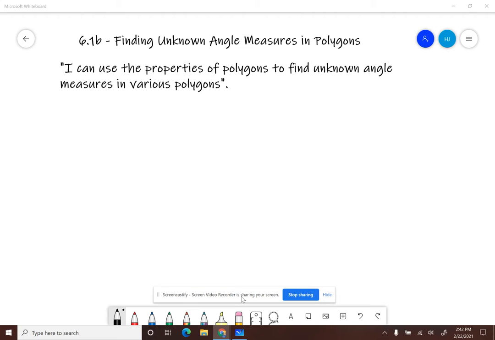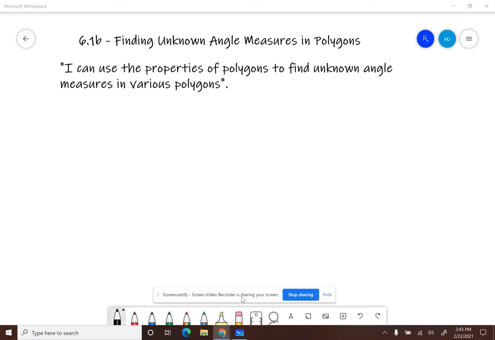All right, guys, we're moving on to 6.1b, which we're calling Finding Unknown Angle Measures in Polygons. It's still part of 6.1, but we split it into two different parts to make it a little easier and make these videos not be so long. So the mission statement is: I can use the properties of polygons to find unknown angle measures in various polygons. We're going to use what we learned yesterday to help us solve actual problems.